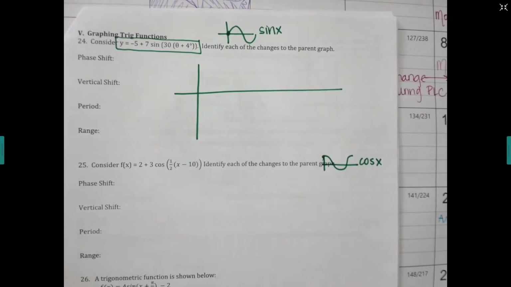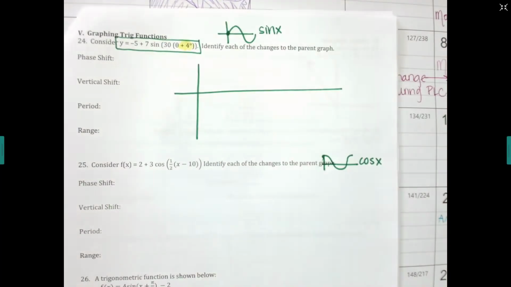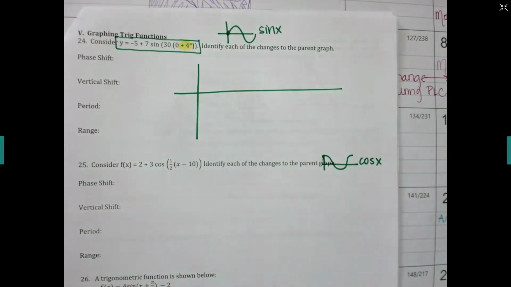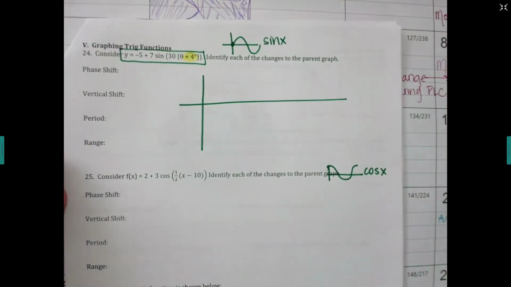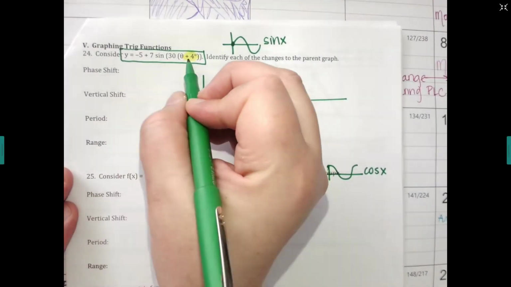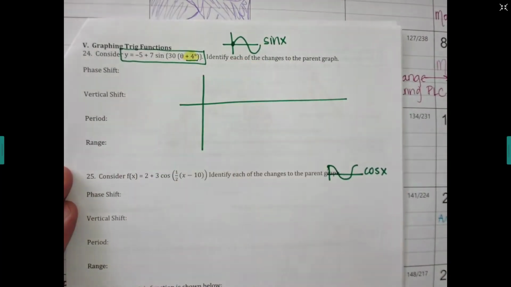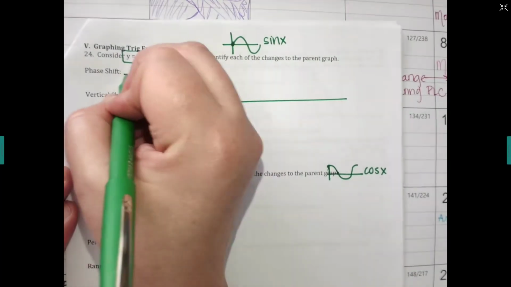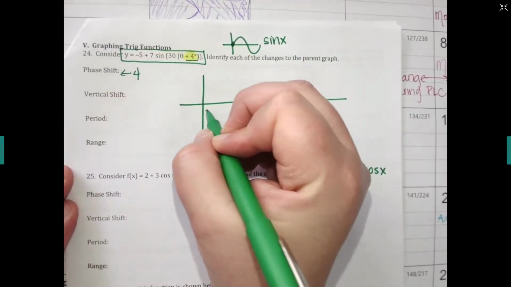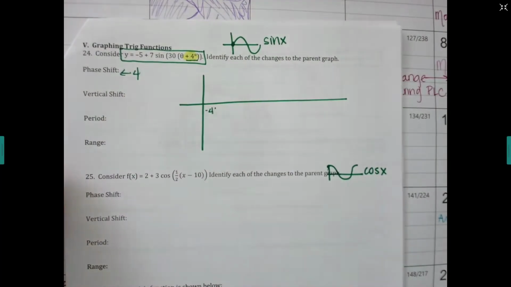So for number 24, I see a +4 in the parentheses. Will that shift my graph left or right? Okay, left or right if it's a +4? Take a guess. Left is correct. So you're going to start at -4 degrees.